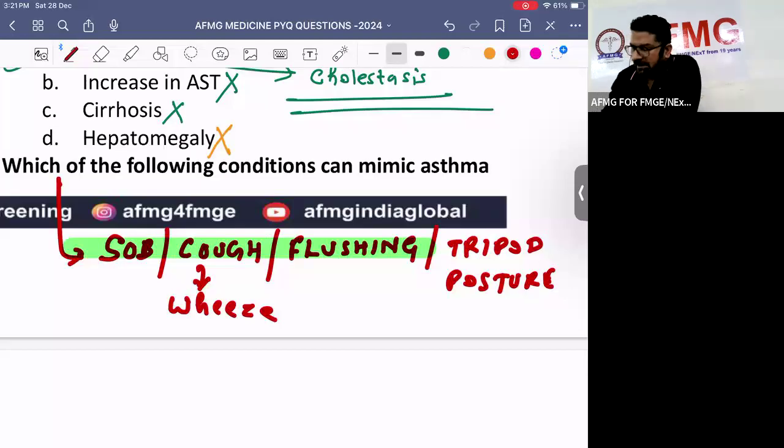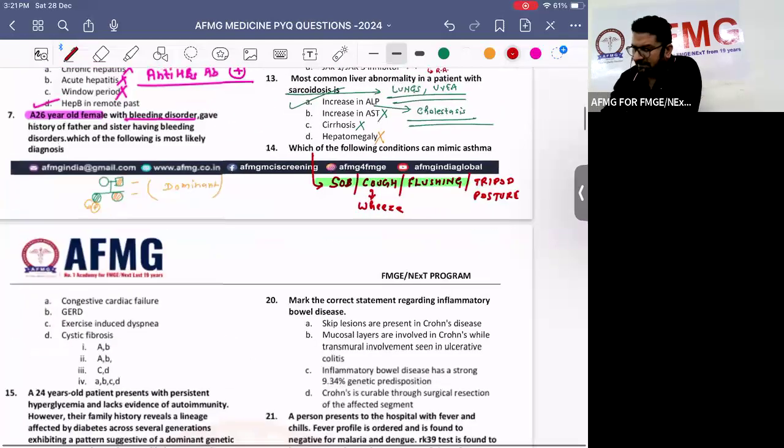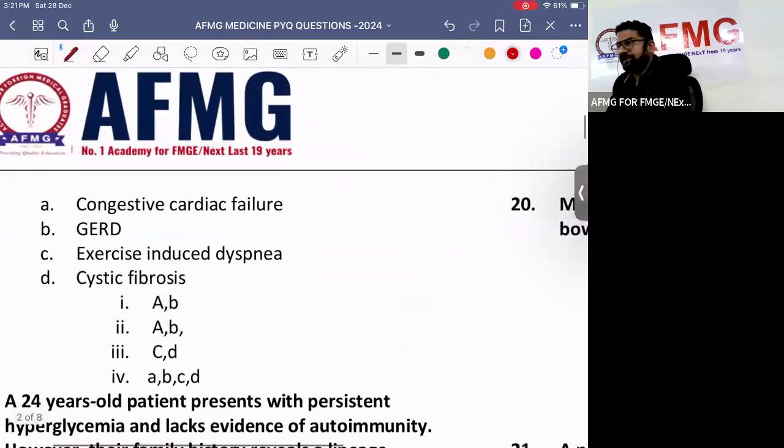Now we need to see can any other disease have this. Congestive heart failure. Heart failure patient has breathlessness. Earliest symptom is fatigue, dyspnea, PND. Heart failure patient will have PND. PND means paroxysmal nocturnal dyspnea. So this is seen, yes. So this can mimic asthma.